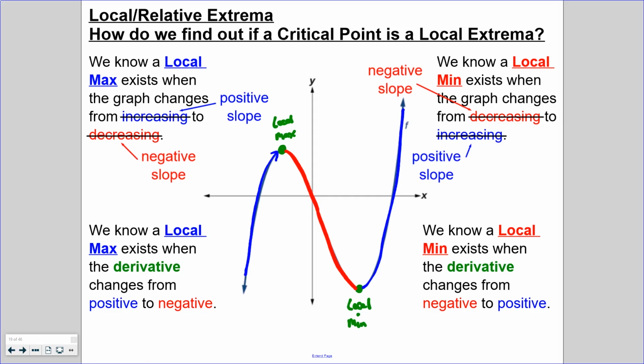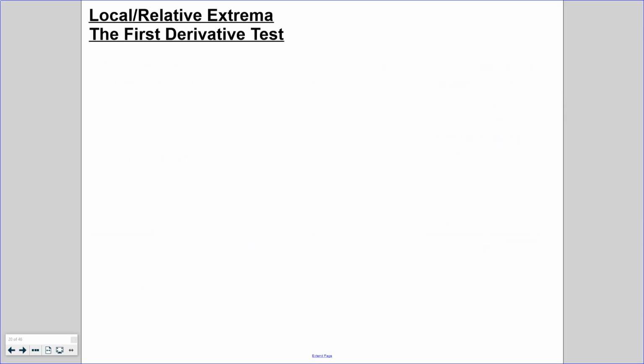Now, fortunately for us, mathematicians were pretty smart, and they put together what they call the first derivative test to help us determine all of these items. So let's talk about the first derivative test. And yes, it's called the first derivative test because one, we take the first derivative, and two, there's multiple derivative tests, which we will get through. So what does the first derivative test say?